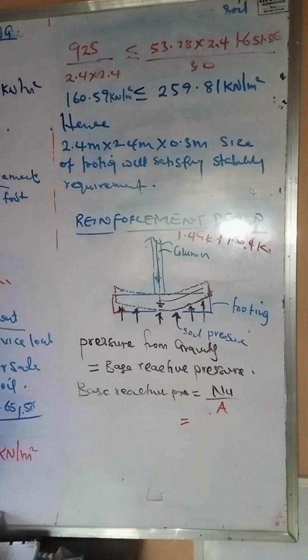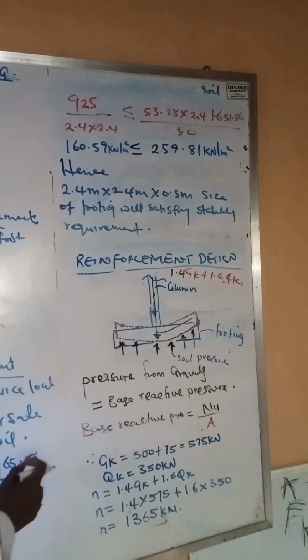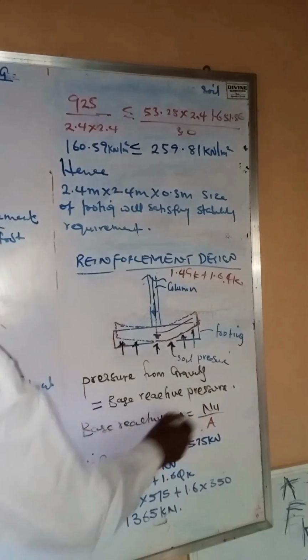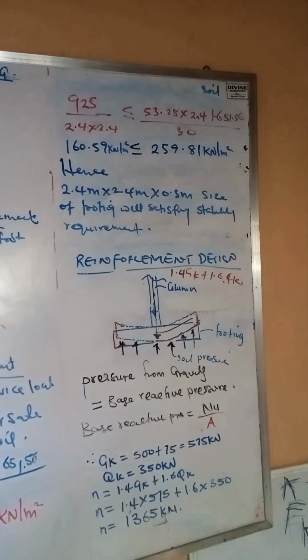Now we have the total axial load from this to be, all right, calculating the base reactive pressure. We say that the ultimate base reactive pressure is NU over A, where NU represents our ultimate load. So let's calculate the ultimate load. We have N equal to this. We have the ultimate load to be 1365 as the ultimate load.